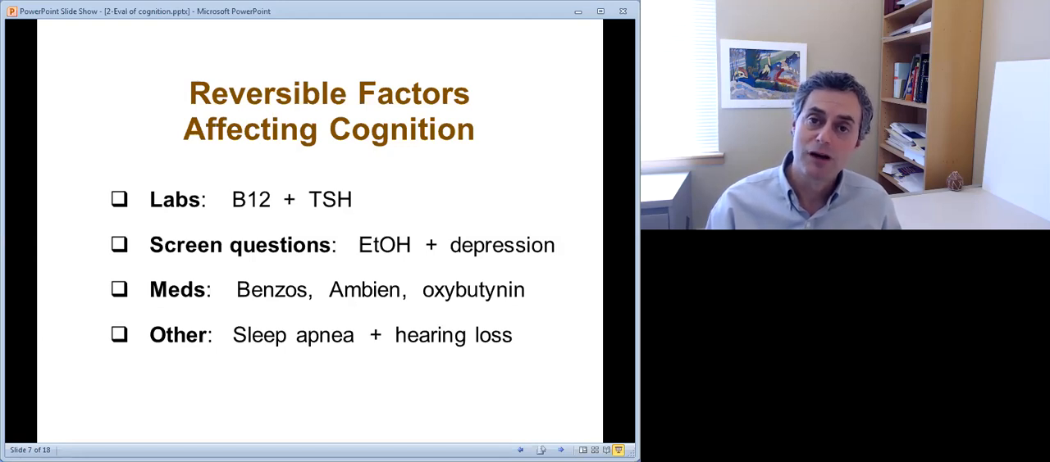Same with oxybutynin, medication that is often used for urinary incontinence that can sometimes be somewhat helpful for treating that symptom, but really does have a high risk of causing cognitive impairment in the elderly. And then the two that are the hardest to remember and the ones that are not necessarily intuitive are asking about sleep apnea, so screening people for sleep apnea and sending them for a sleep study if there are concerns, because many of us have probably had patients who had impaired cognition, started using CPAP, and their cognition got a lot better.